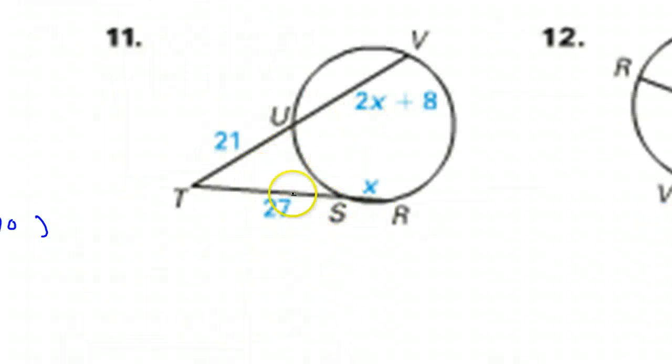Okay, this one's a little bit of a special case. No, it's not. Never mind. So part times whole, I thought it was a tangent for a second, but it's not. I see the 27 and the x. Anyway, part times whole. The part is definitely the 21 for that secant segment. So the part is 21.